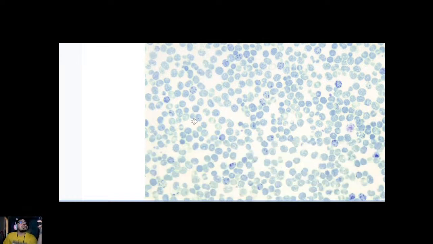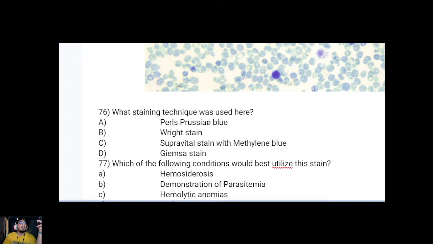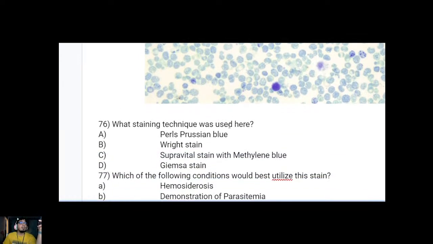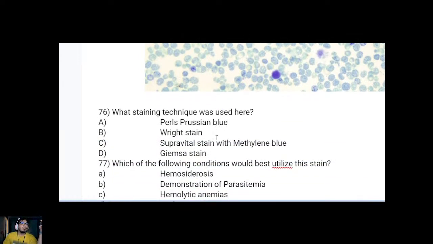Okay, for 69-64, let's see what you're seeing first. What technique was used here? There's only two things that you can say here. If you said Wright stain, you're already incorrect. If you said Giemsa stain, you're also incorrect. The correct answer is methylene blue. Okay, how many people were able to answer methylene blue? I'm disappointed.